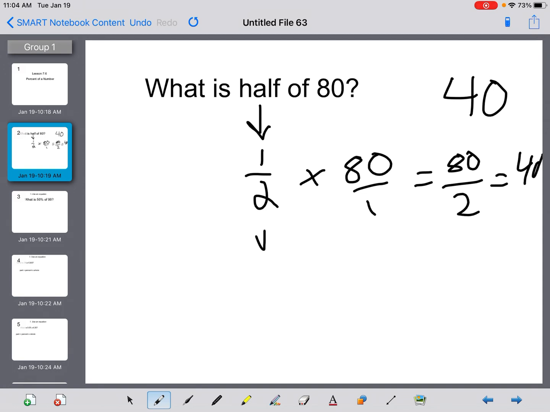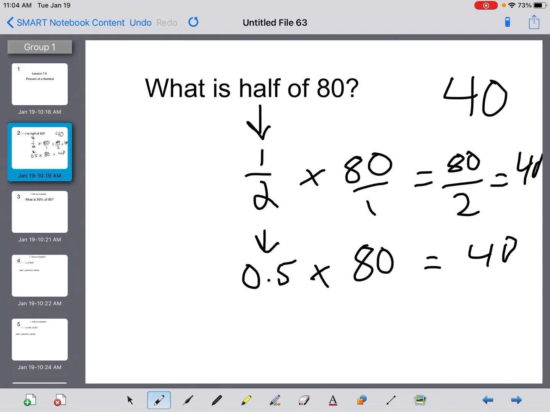But then I can also think of half as a decimal, 0.5 or 5/10 times 80. And then I can multiply that out, right? I can set up my equation with decimals. I can do 80 times 0.5, and I'll again end up with 40.